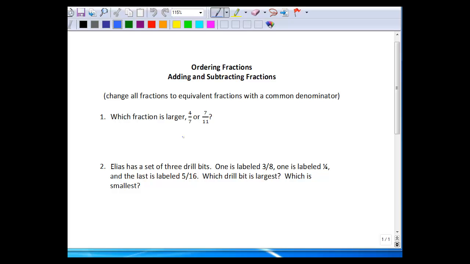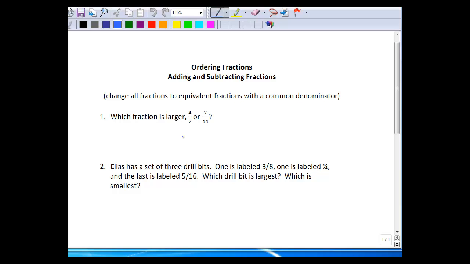This video reviews how to order fractions, which means how to decide which fraction is smaller or larger than another, and how to add and subtract fractions. And all of these processes require finding a common denominator, so that's why they're all in one video together. So the first question we have here is which fraction is larger, 4/7 or 7/11?